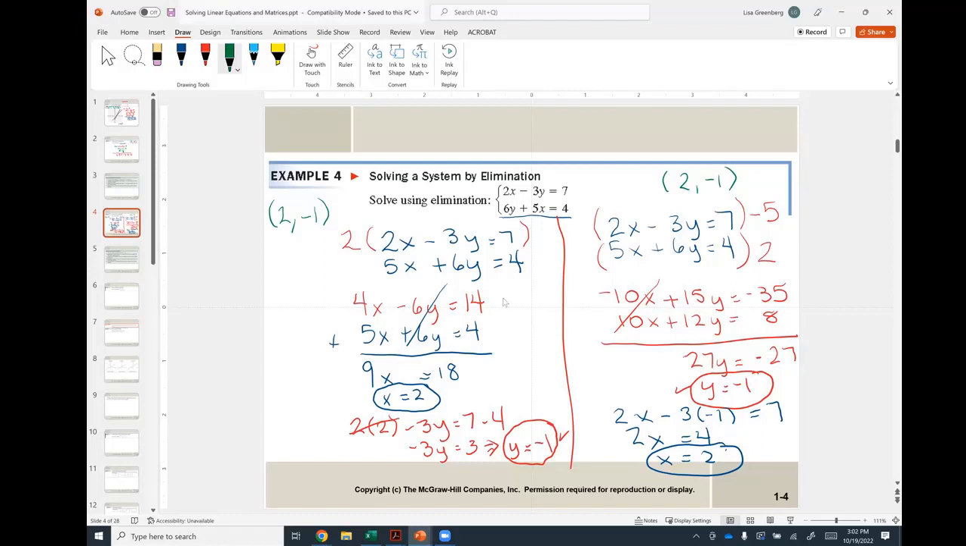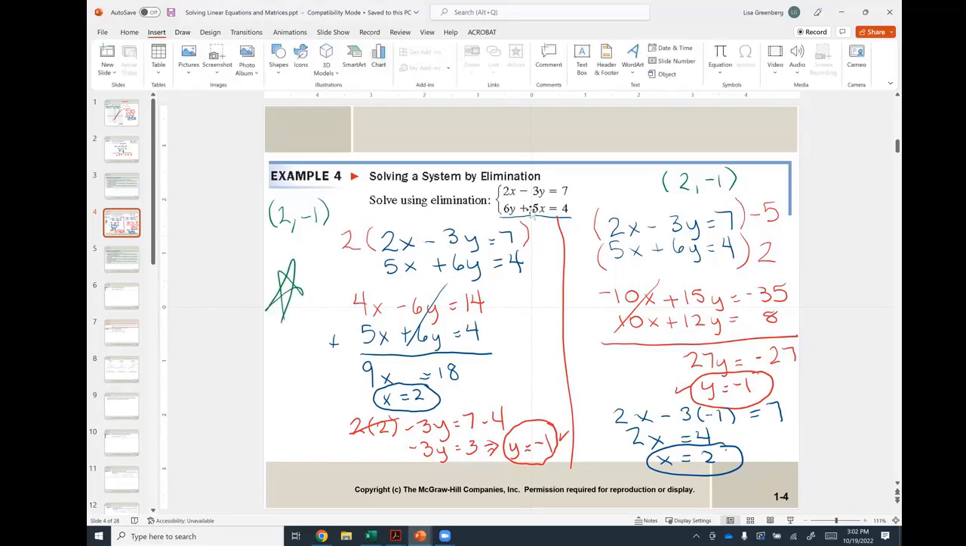All right. So as you can see, it doesn't matter which one I eliminate, but as you should also be able to see, this first one was obviously the easier way to go because I didn't have to change both equations.